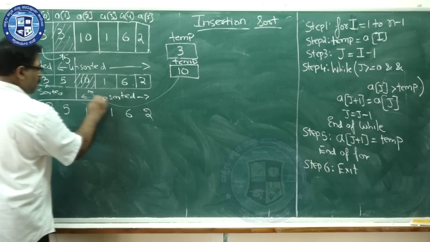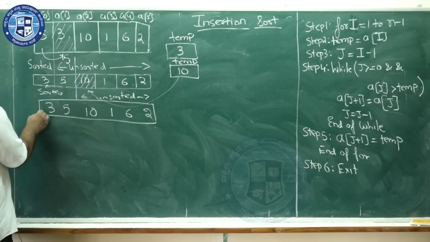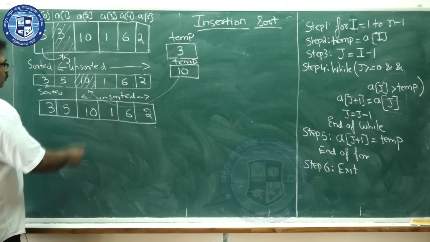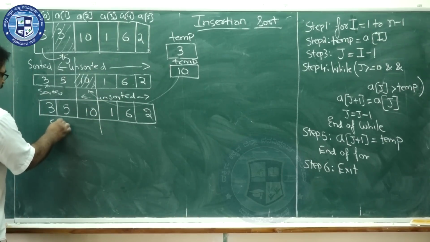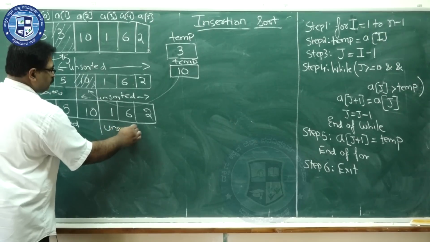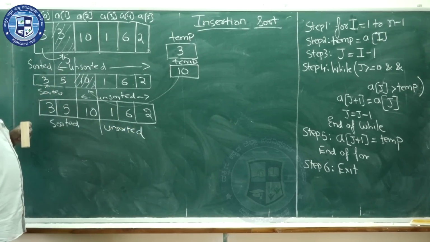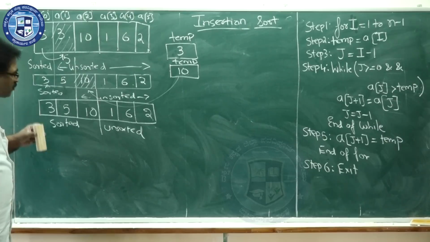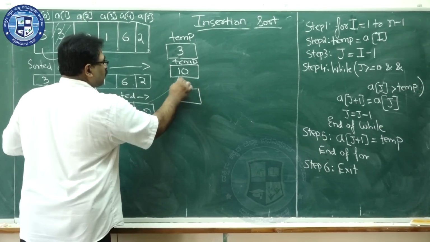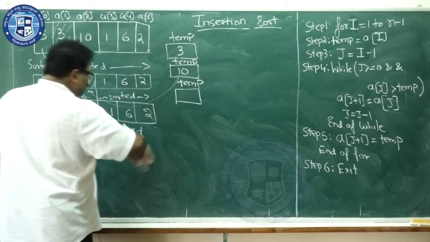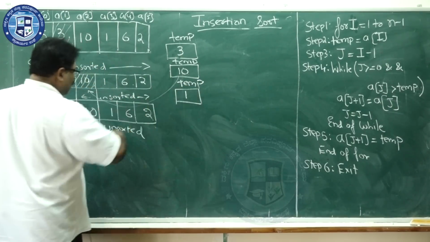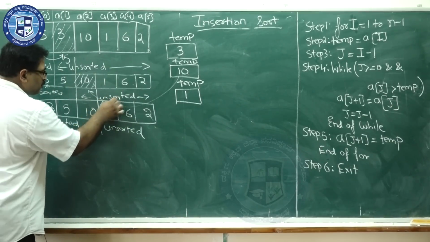So look at this. Now this becomes a sorted list and this becomes unsorted, right? Now the same procedure you apply. First element of the unsorted, push it to the temp. So what will be the value here? 1. Now this becomes empty.